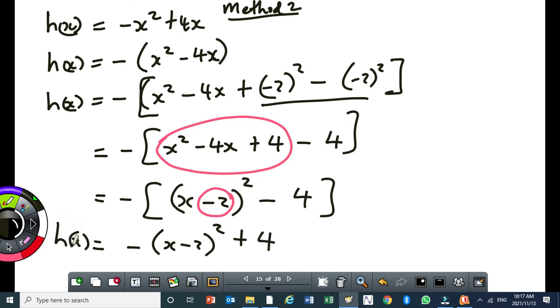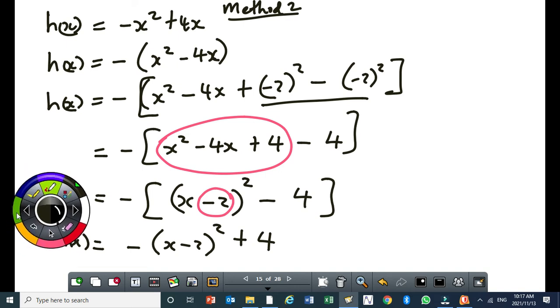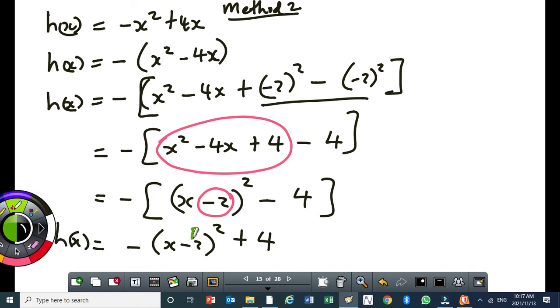And this is called the turning point form. You remember when you did the quadratic function? And this value is the p value, this one is the q value. The q value gives you the maximum value or the minimum value at the turning point of the quadratic function. Therefore, we can say, therefore, the maximum value, or the maximum height, is what? 4 meters.